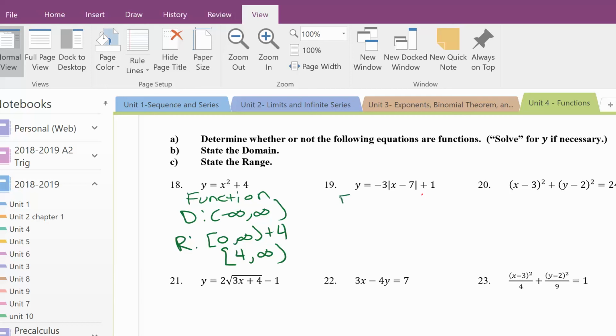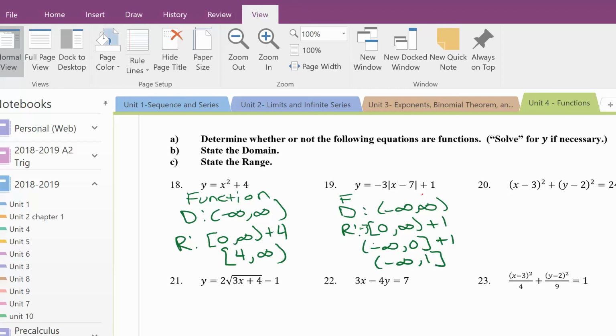For number 19, it is also a function. I'm just going to put an F for function. The domain is all real numbers. You can put anything in the absolute value. And the range, we're going to do the same thing, except now we have negative 3. And then greater than or equal to 0 plus 1. So we have negative 3 times 0 is 0, but negative 3 times infinity is negative infinity. But then we're adding 1, so it's negative infinity to 1. That's the range.